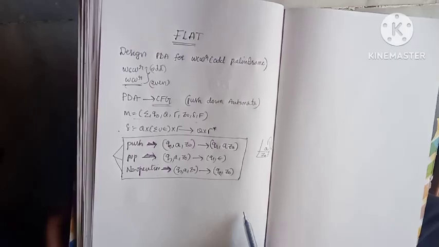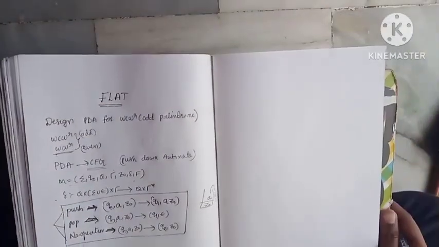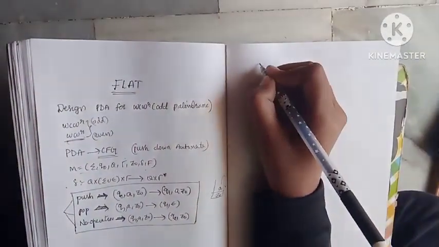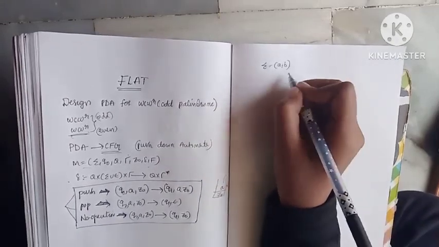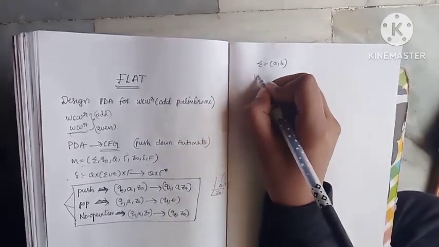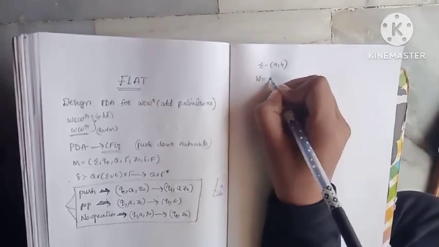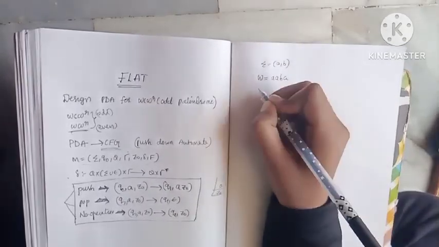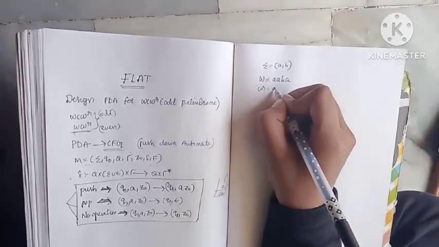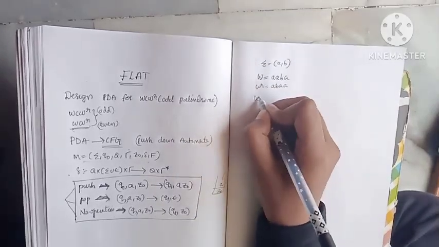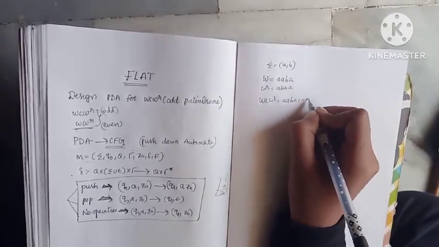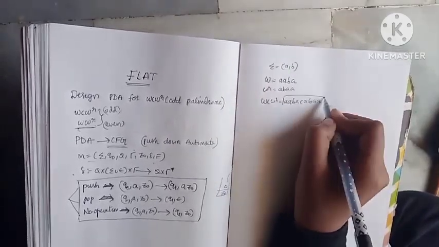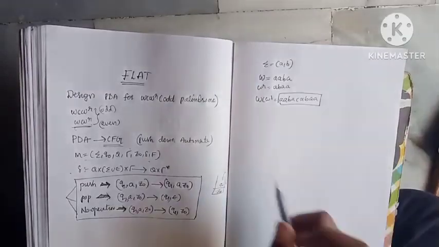Okay, so let us take input a comma b, and w we can take anything, it is our wish. Using a and b we can take any string. So w I am considering aaba, so w power r, obviously it will become abaa. Now if I write the final string, it will look like aabacabaa. Now let us design a PDA for this.